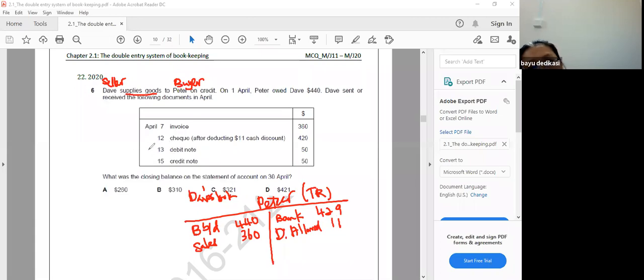Next, 13 and 15: one debit, one credit. Which one should we take? We should take 15, the credit note, 15 April. The credit note refers to the sales return, sales return 50. So what is the balance on 30th? Take debit minus credit. So we get 360 minus 50, 310. So the answer is 1.